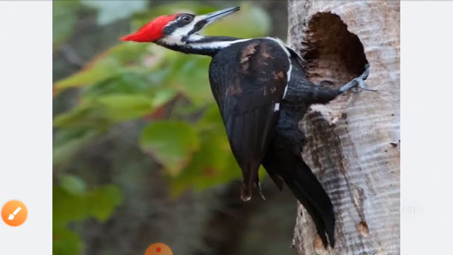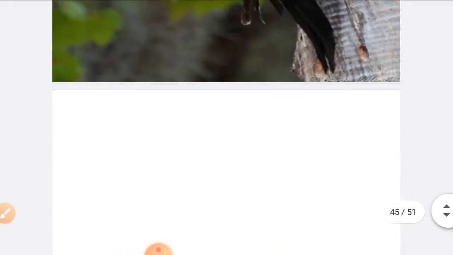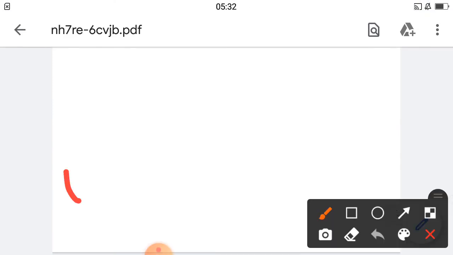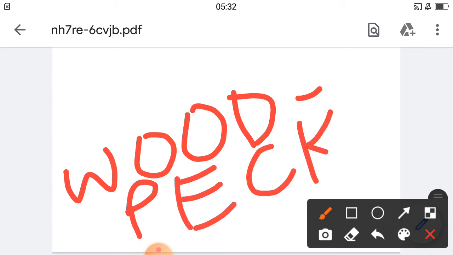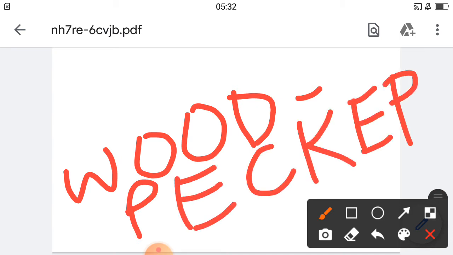This bird lives in trees. And what is this? Not a very common bird. This is a woodpecker. That's a long name, woodpecker. W-O-O-D-P-E-C-K-E-R, woodpecker.